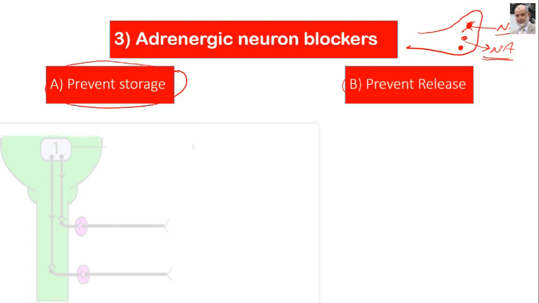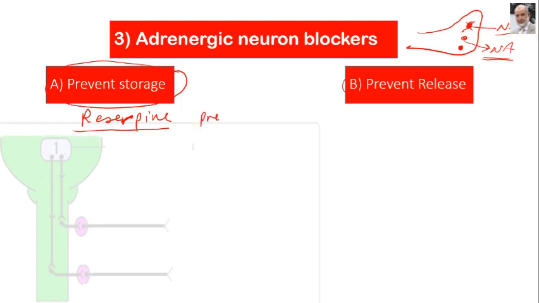Okay. The first group we are going to talk about are the adrenergic neuron blockers that prevent the storage of noradrenaline. We have one example in this case: Reserpine. It is a natural alkaloid. It is obtained from a natural plant, reserpine. Reserpine, what does it do? It prevents the storage by preventing the uptake of noradrenaline into the storage vesicle.